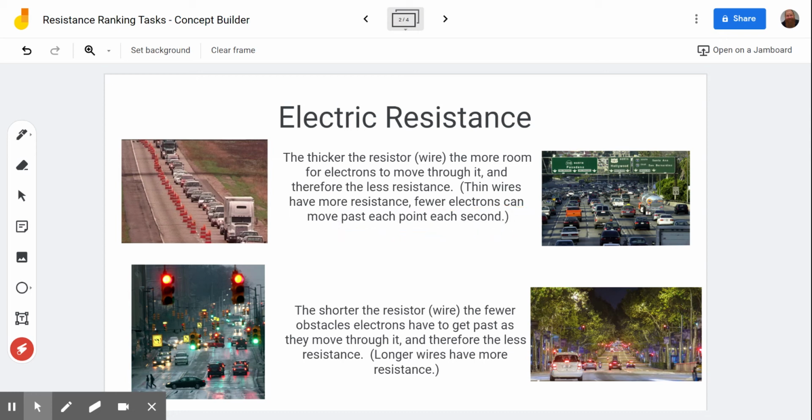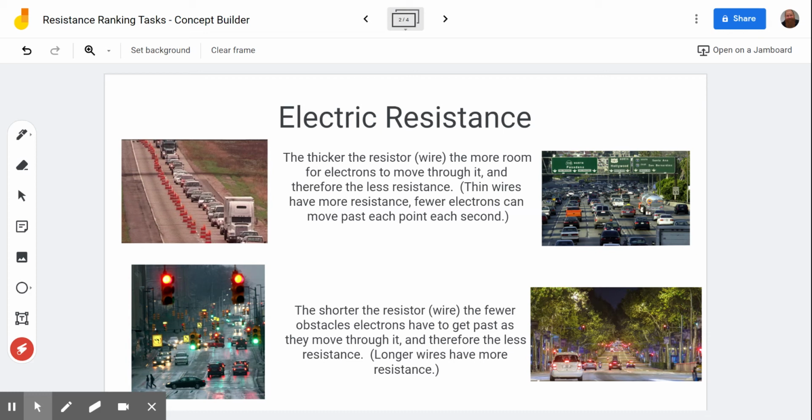So as you look at these two, this is like our thick wire. There's lots of lanes for the electrons to travel through. Over here, there's only one lane for the electrons to travel through because the wire is so thin. Here it's nice and thick, so a lot of electrons can go by each point each second widthwise, and here it's thin, so not as many can go through each second.